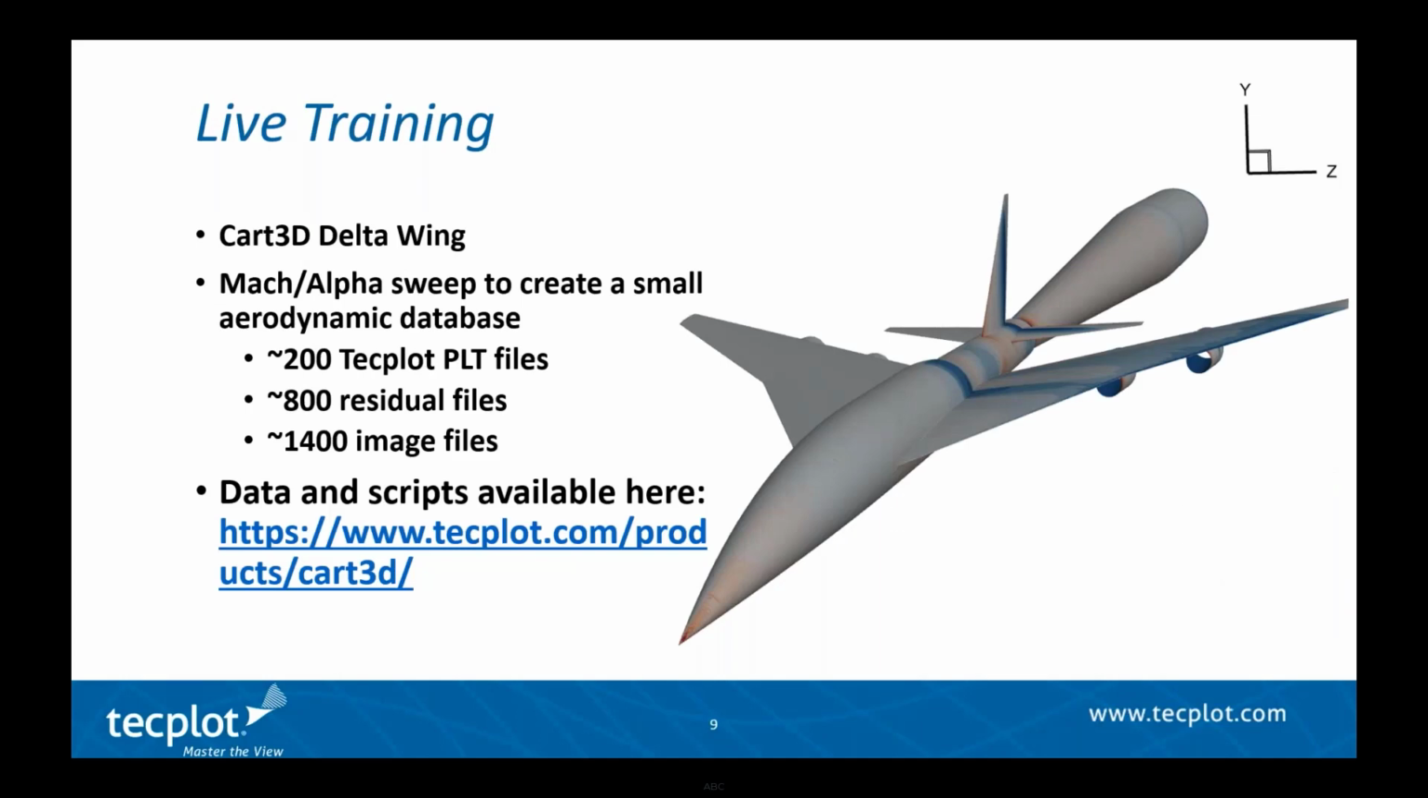So the data that we're going to be using today is a Cart3D delta wing model, and this was run over a mock alpha sweep.